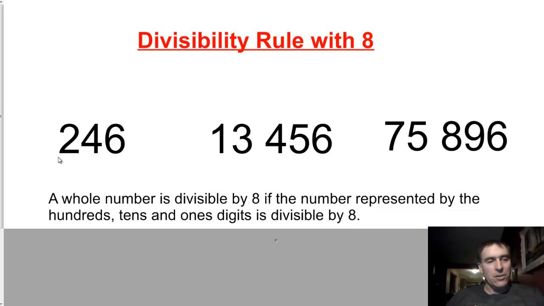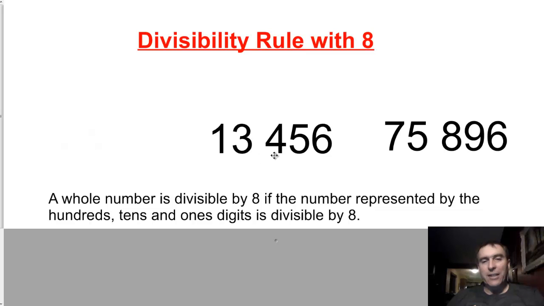So you ask yourself, 246, is it divisible by 8? Well, 200 is. So now you just say, okay, does 8 go into 46? 8 goes into 40? Yes. 5 times. Does it go into 6 evenly? No, it doesn't. So this whole number is not divisible by 8.